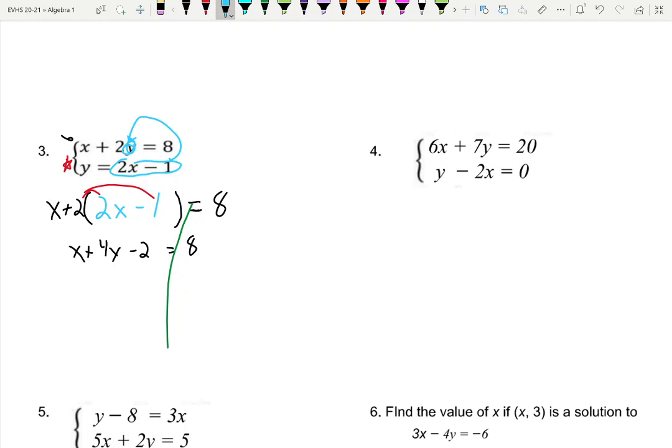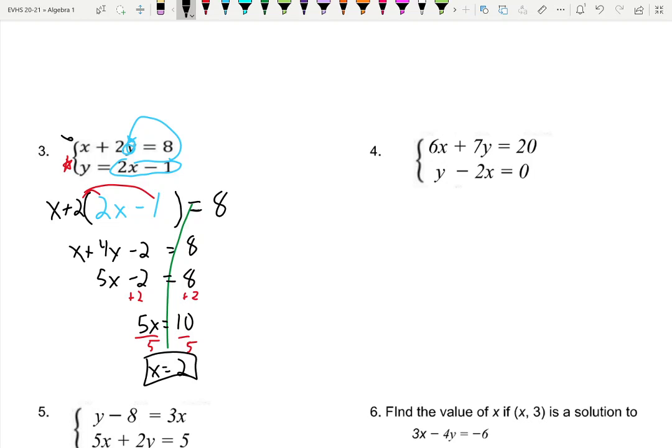Now let's go ahead and combine our like terms. x plus 4x is 5x minus 2 equals 8. Let's add 2 on both sides. That's going to give me 5x is equal to 10. And now we're going to divide by 5 on both sides. Gives me x equals 2. Okay, that's one part of my solution.